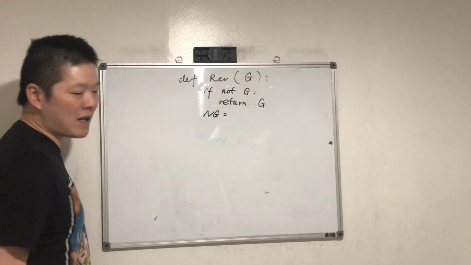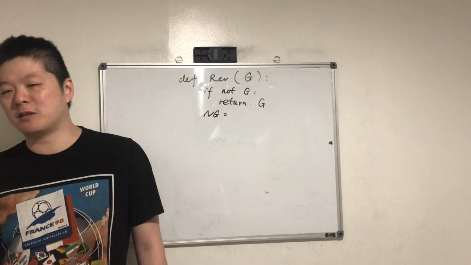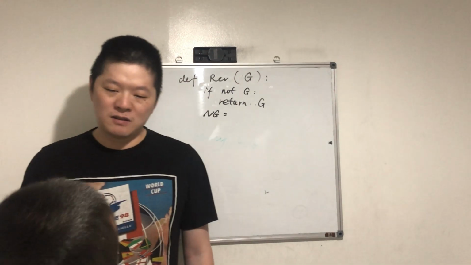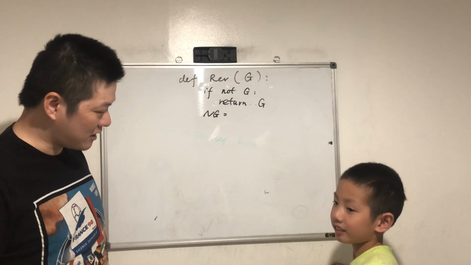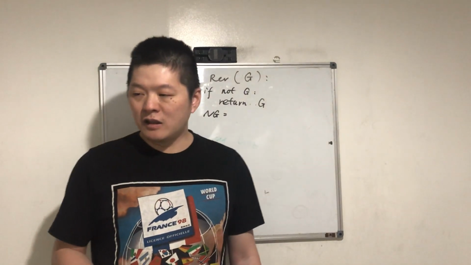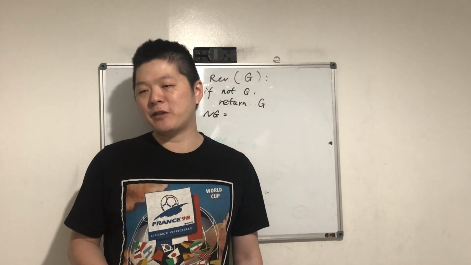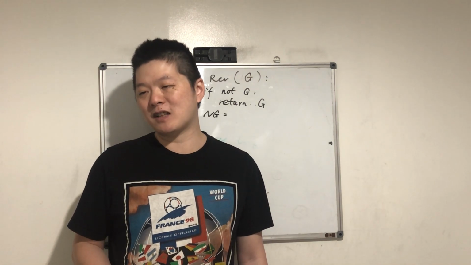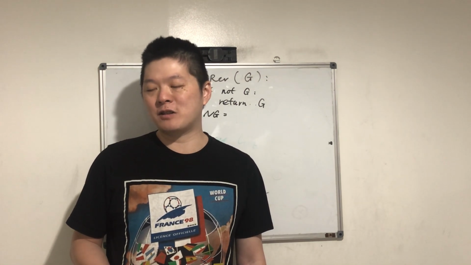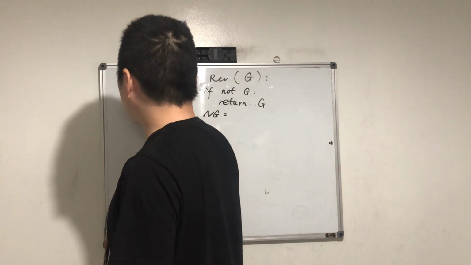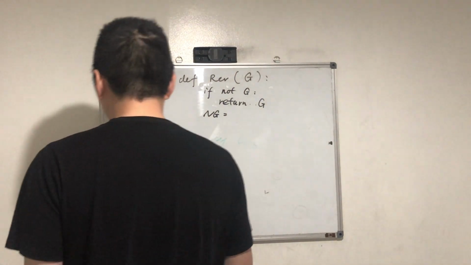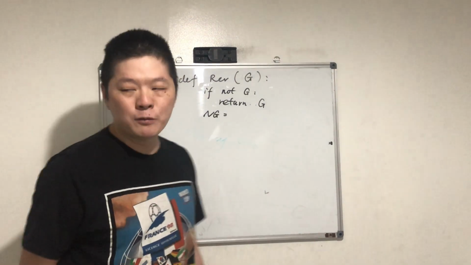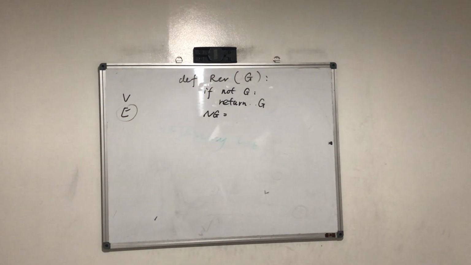So when we reverse the graph, what happens to the vertices? Does it change or not? If there are three vertices, 1, 2, 3, when you reverse it, how many vertices are there? I mean the vertices, not the edges. Edges we swap; vertices don't change. When you reverse the graph, you only reverse the edges. You don't reverse the vertices, right?